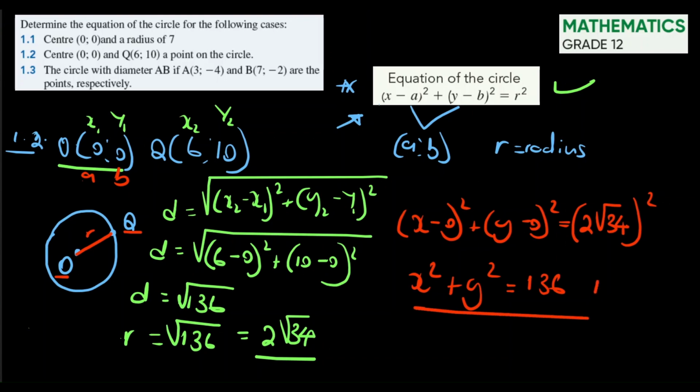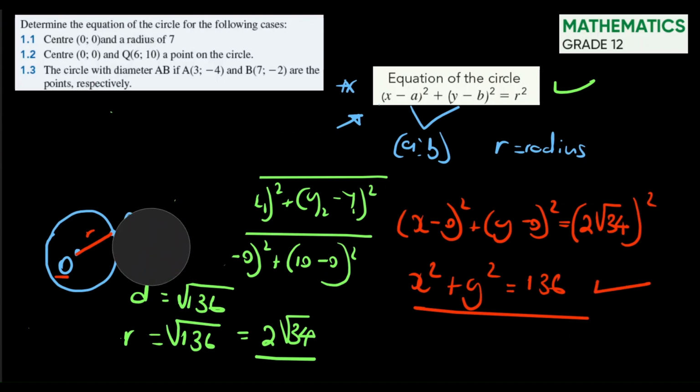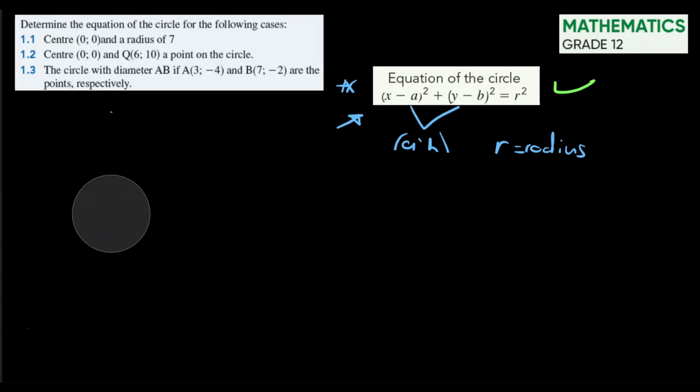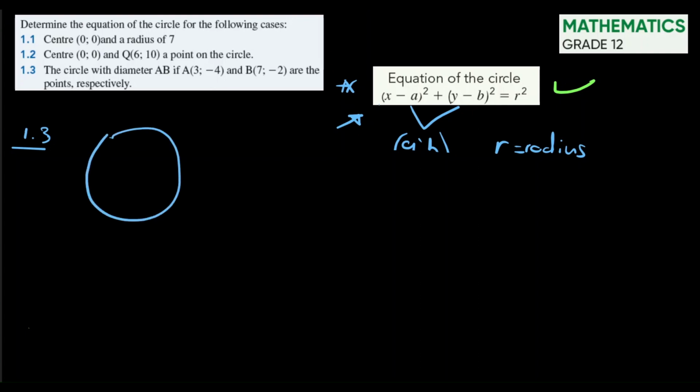And this will be the equation of the circle. So let's go to the third case. It's very interesting, and when you understand these cases, it will really broaden your understanding of circle and radius, and it will be less intimidating in the exam. Now we're given the diameter AB and the points respectively. Let's try to visualize this and draw a quick diagram.